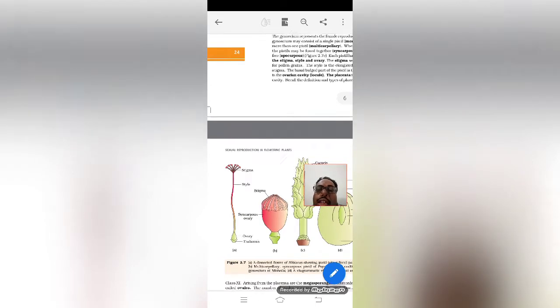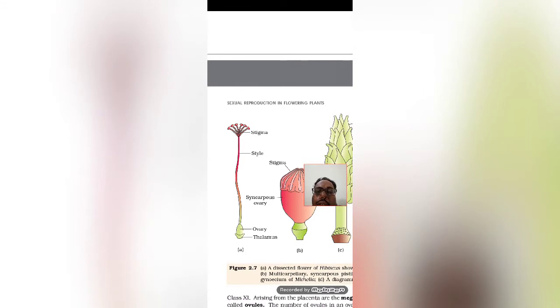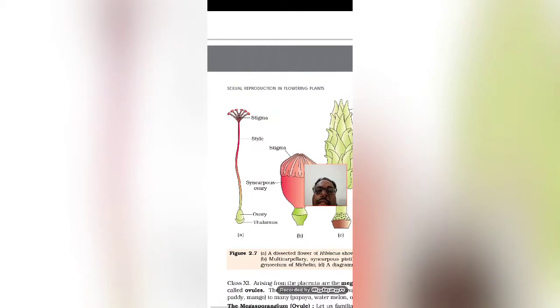And if you see here, this is having stigma. This is a female part of the flower. Stigma is there, style is there, ovary is there, thalamus is there. Stigma is the area where the pollen grains come and fall. Ovary is the area where the female gametogenesis takes place, which is having megagametogenesis, megasporogenesis. Those take place inside this ovary.